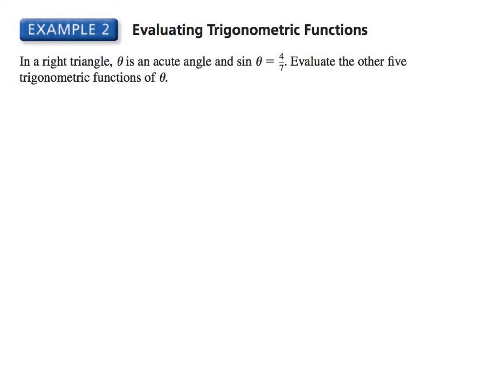Okay, now we are going to be looking at a problem with no triangle given to us, but we know that theta is an acute angle, and sine is 4/7. Now, you could draw this, and that's going to be that. Opposite is 4, hypotenuse is 7, so we need to find our missing side. Similar to the last problem, we're going to use the Pythagorean theorem.